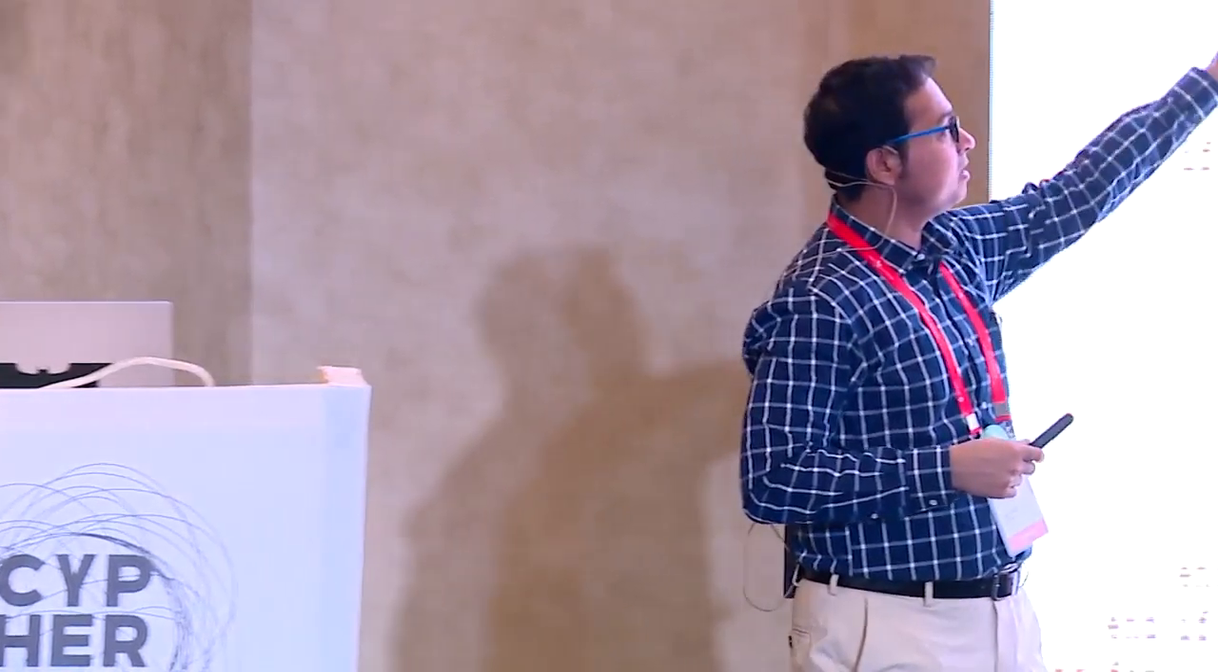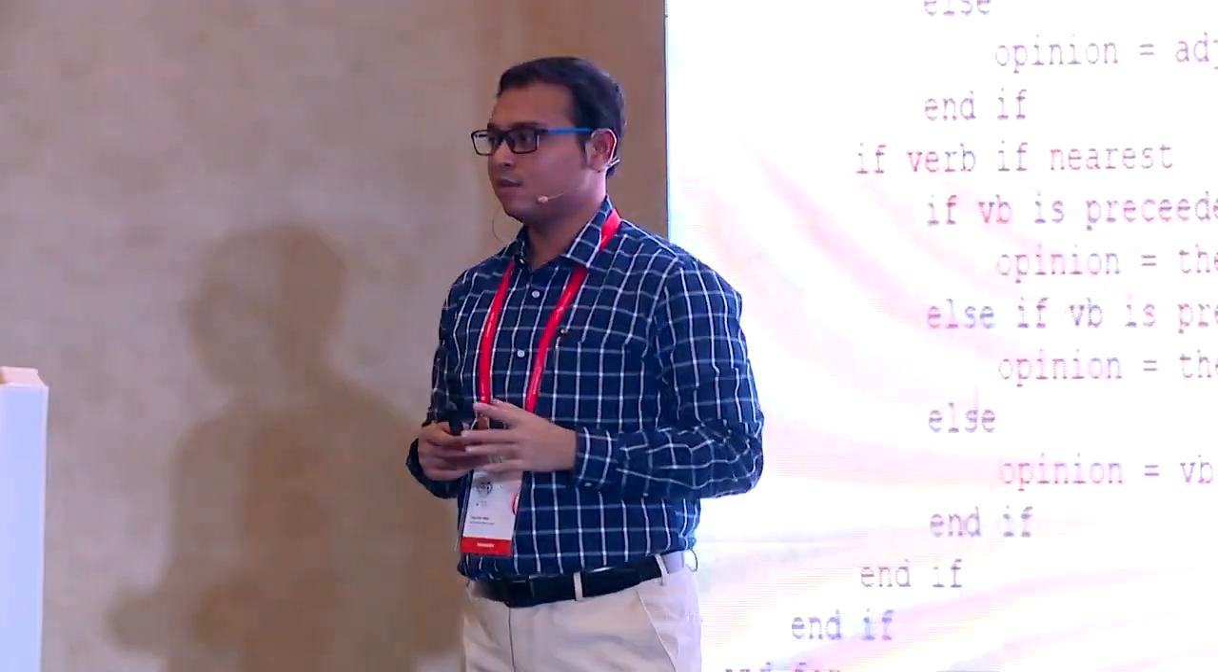If the adjective is the nearest, then further check whether that adjective is preceded by an adverb or a negation. So the word before the adjective is an adverb or a negation. Because if it is, then instead of just considering the adjective, we need to consider the pair: adverb/negation, comma, the adjective. Else if the adjective is succeeded by an adjective, like "nice and cool", then you need to consider the opinion as the pair adjective, comma, adjective. Otherwise the opinion is going to be only the adjective.